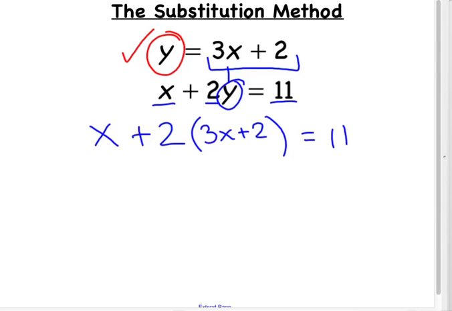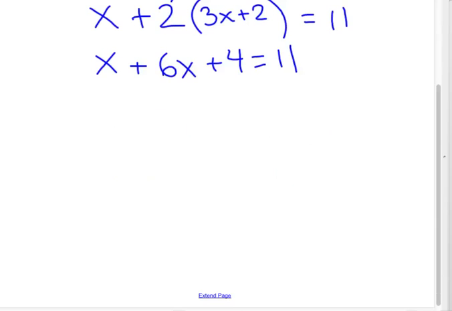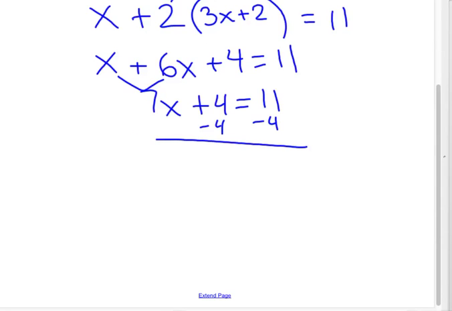So now I'm going to solve this. I have one variable. My first step is going to do the distributive property. Whoops, that's not 2. That's 2 times 3, which is 6x, plus 4 equals 11. Now I have x plus 6x is 7x. Combine my like terms, plus 4 equals 11. Now I subtract 4 from each side. 7x equals 7. Divide by 7. x equals 1.